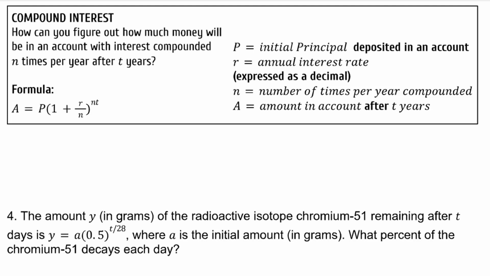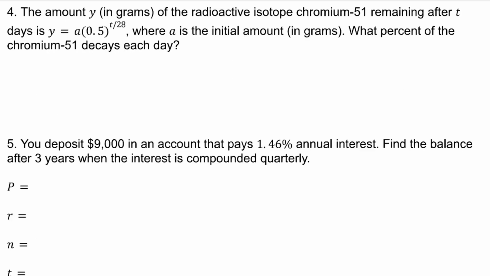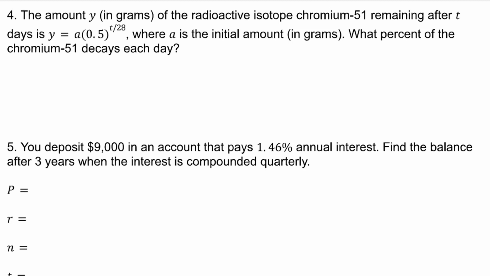The amount y in grams of the radioactive isotope chromium-51 remaining after t days is y equals a times 0.5 to the t over 28, where a is the initial amount in grams. What percent of the chromium-51 decays each day? For number 4, we're looking for the decay factor. First of all, we need to know the base of our exponent. But our exponent is t over 28, not just t.